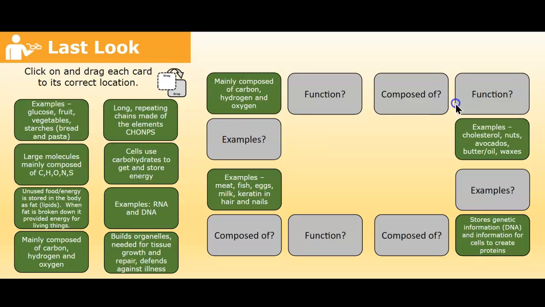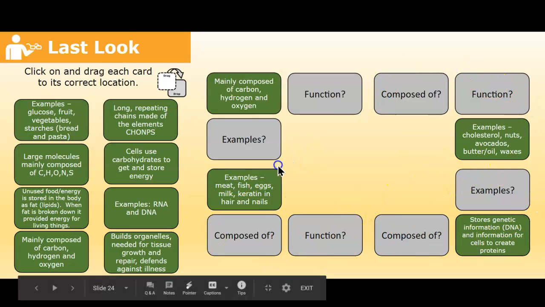Now here, these are the 4 different things we've been learning about: carbohydrates, lipids, proteins, nucleic acids. So which one is made of carbon, hydrogen, and oxygen, you're going to figure out which one that is. You're going to put the examples and the function. So this corner goes together. This one's examples: cholesterol, nuts, avocados, butter, oil, and waxes. What is the function of that? Composed of this corner together. Then you'll do this corner together and this corner together.